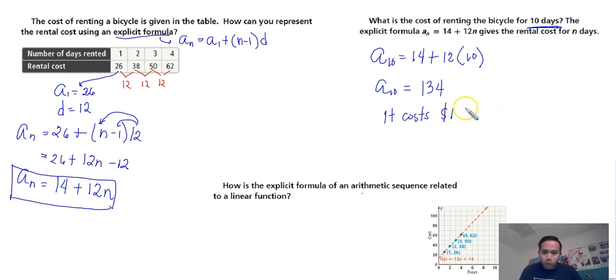Sorry about that. 134. I have to write that properly. 134 for 10 days. That's 10. There you go.